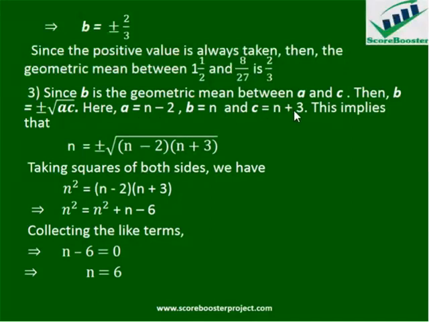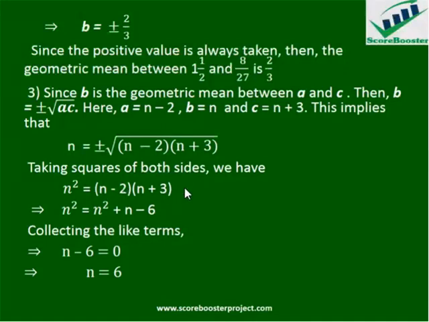B equals n, and C equals n+3. So we substitute all these parameters into the formula B equals plus or minus square root of AC. This implies that B, the value for B, is n, equals plus or minus square root of A, n-2, multiplied by C, n+3. Taking squares of both sides, that is, if we want to eradicate this square root, we take squares of both sides. We have n multiplied by n will be n squared equals, the square cancels the square root, we now have n-2 multiplied by n+3.